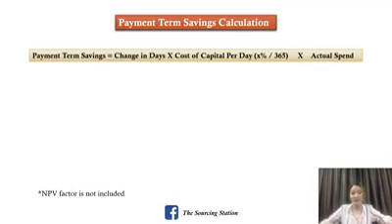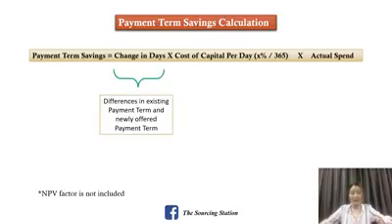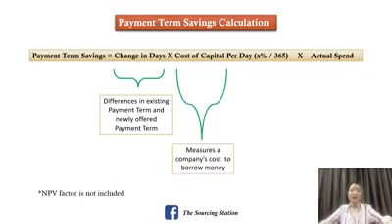So payment term savings: change in days means the difference between your new payment term, the one newly offered by a supplier, and your existing payment term. Cost of capital measures a company's cost to borrow money. Now, I am not a financial expert. What I will do is leave a link in this post and you can go through and understand WACC. This can be derived from your financial department. They will give you a percentage.